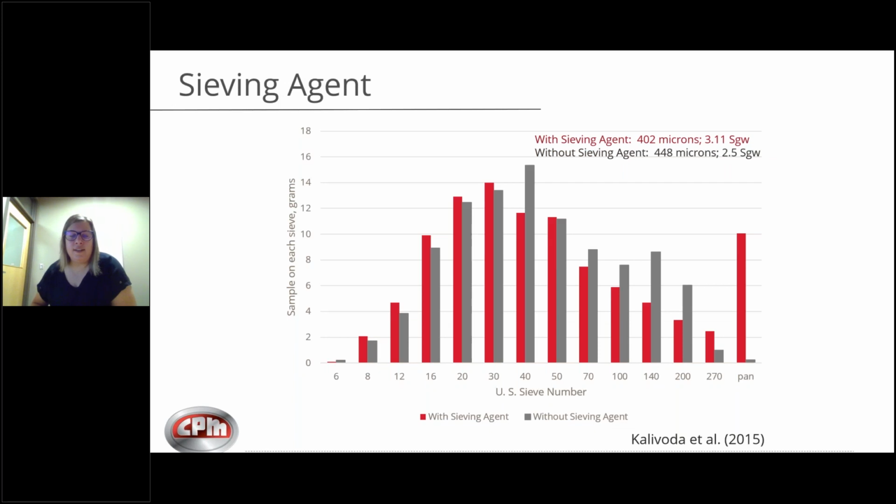Then we did the same process using sieving agent. This is also the same sample, split and divided, and we ran the analysis one with sieving agent and the other without sieving agent. You'll notice the same effect: we obtained a lower particle size and a higher standard deviation when sieving agent was used. This also shows us that in order to get accurate results, we need to be using sieving agent, because otherwise we're not getting accurate results and therefore we're wasting our time.